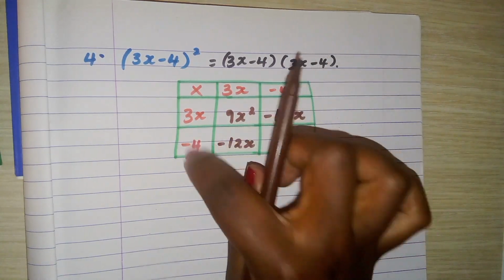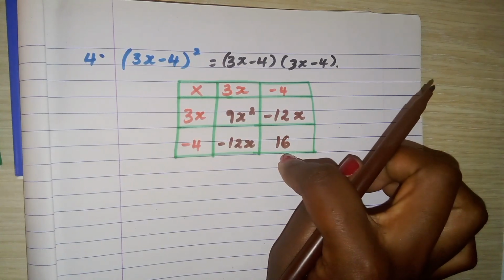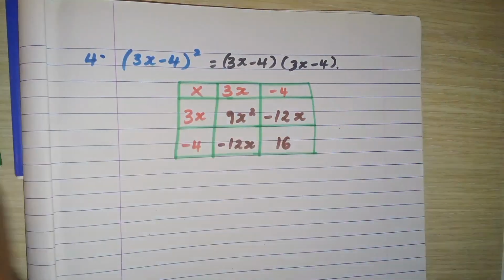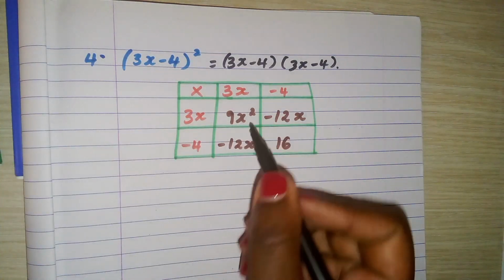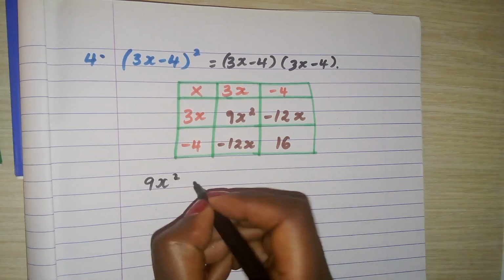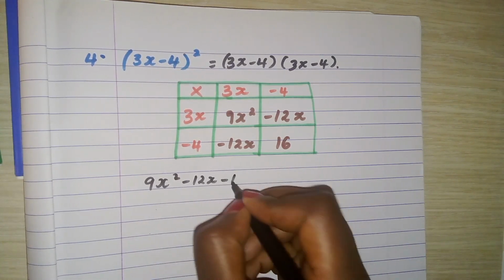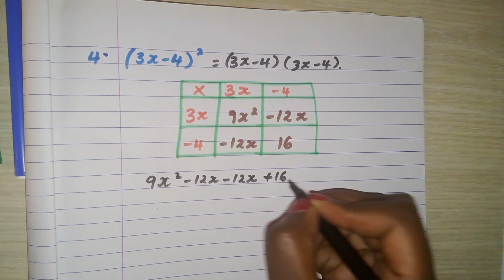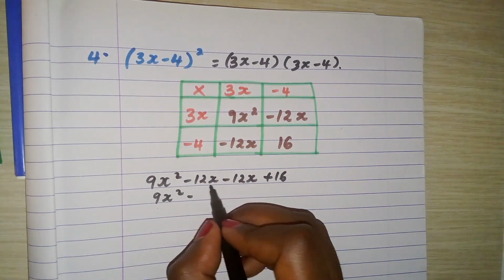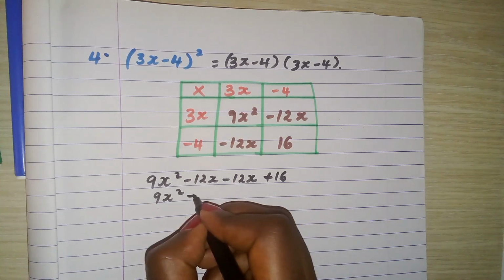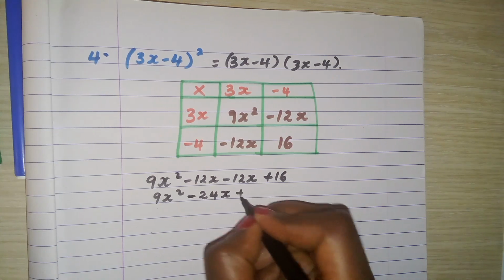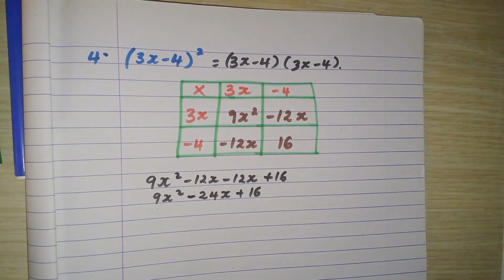Remember, negative times negative would give you a positive number, or in short, the same sign would give you a positive. So we go ahead and now we write out the numbers. 9x squared minus 12x minus 12x plus 16. So this will be 9x squared minus, remember when you have two negative numbers, you add them and you put the negative sign there. So negative 24x plus 16, and that's your answer.